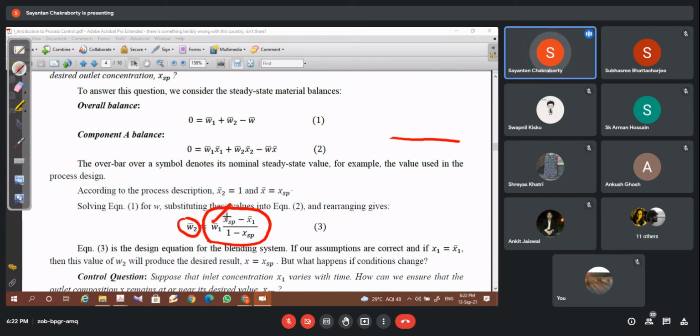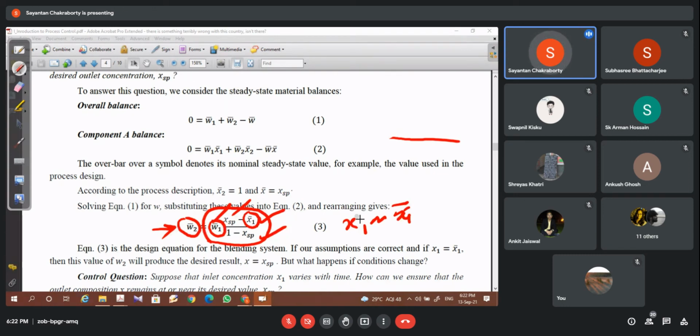Now, this is known, this nominal value is also known, this is known, so we can easily calculate this. So the W2 bar will be a function of this x1 bar, since we have considered this to be constant. Now, what will happen? This x1 may vary with respect to x1 bar, and corresponding to that, the W2 is to be varied accordingly, right? So this is the design problem.